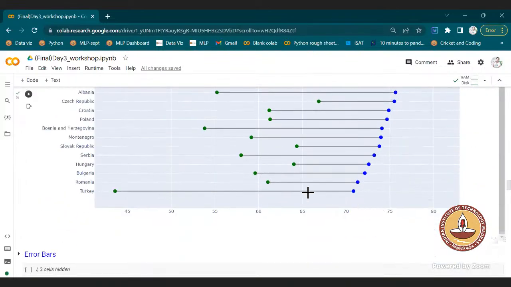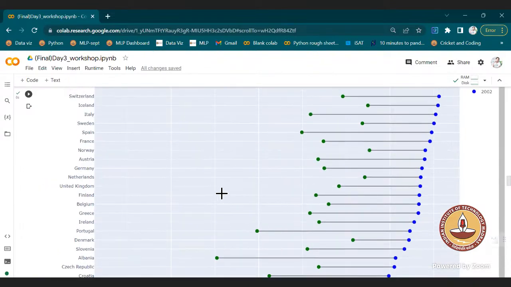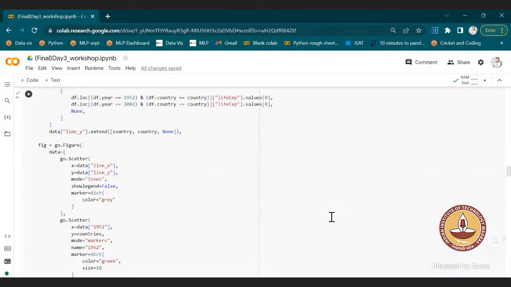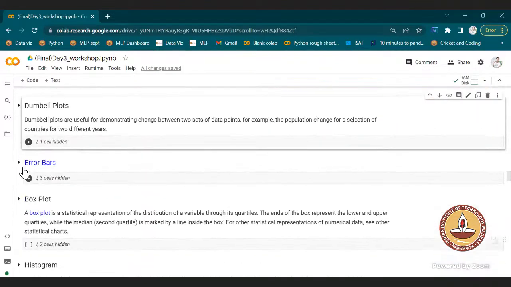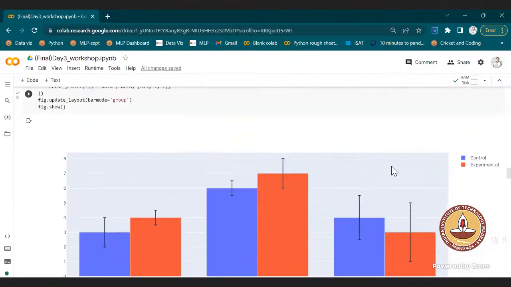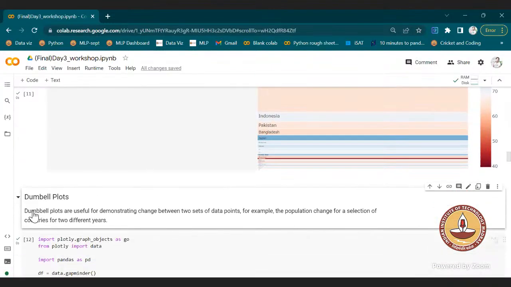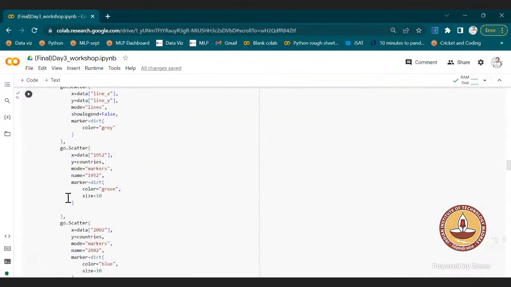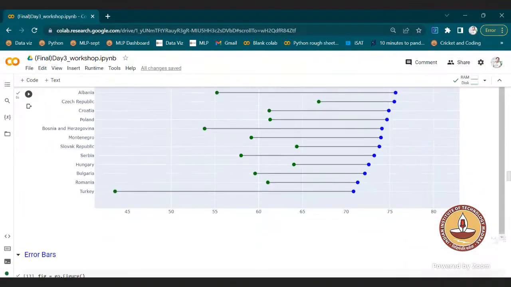But I would personally prefer the other charts in this situation. Since we have this, I showed you the figure, but you can definitely explore these things, like the error bars and all. I'm just trying to skip this. So these are the basic charts only, nothing fancy or like that, I would say.